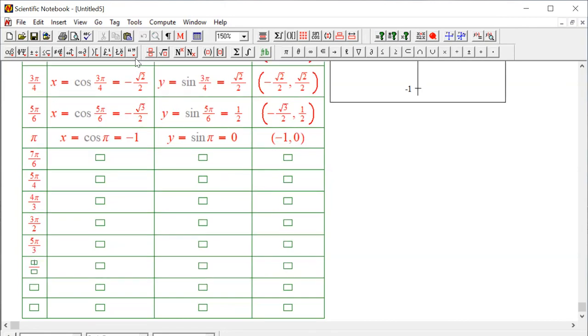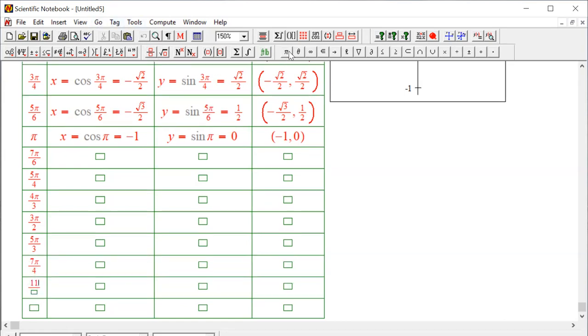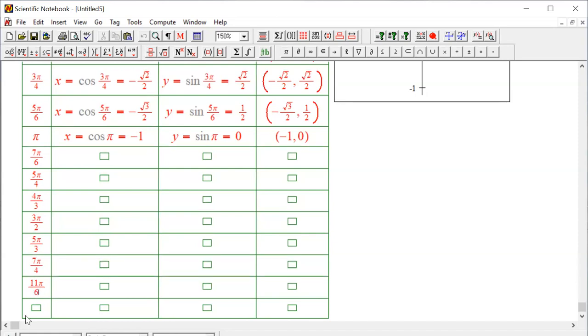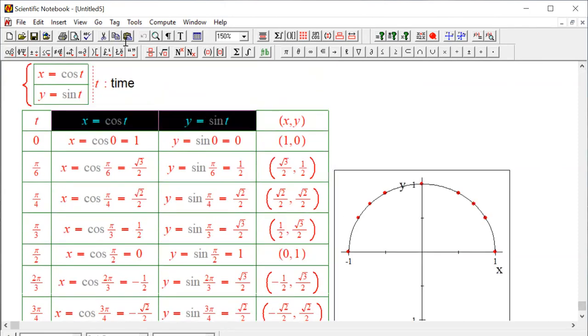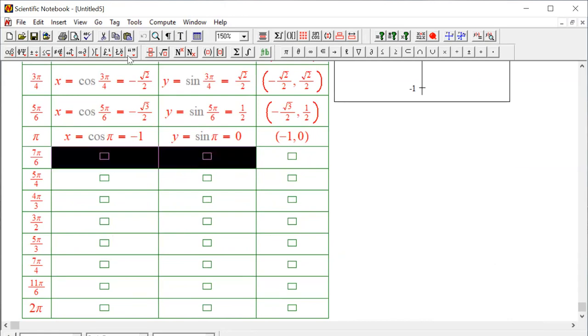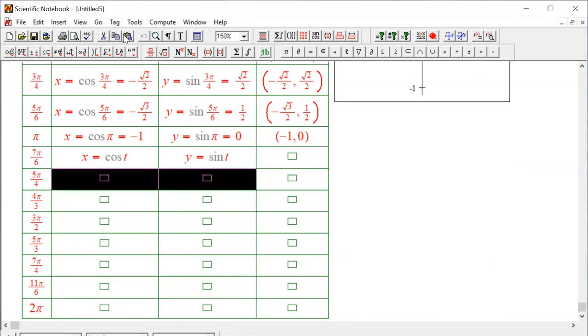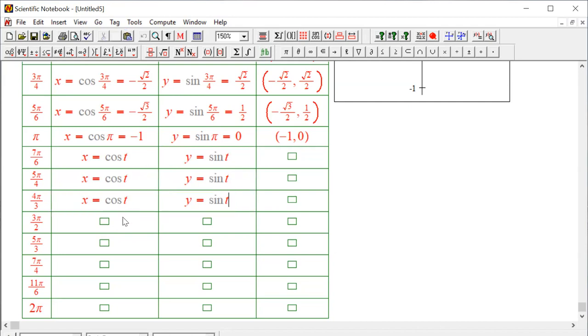Okay, so that's going to be 5 pi over 3, and the next one is 7 pi over 4. And that's going to be 11 pi over 6 and 2 pi. Okay, so let's finish. Let us finish. We can do this, right? Feel free to pause and do your own.